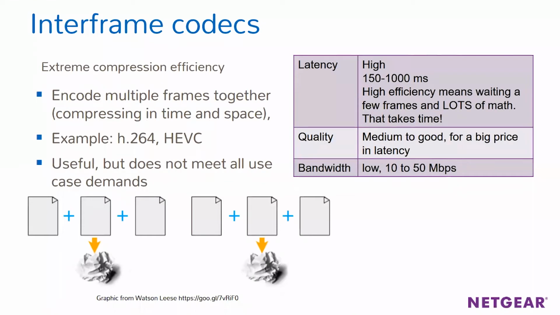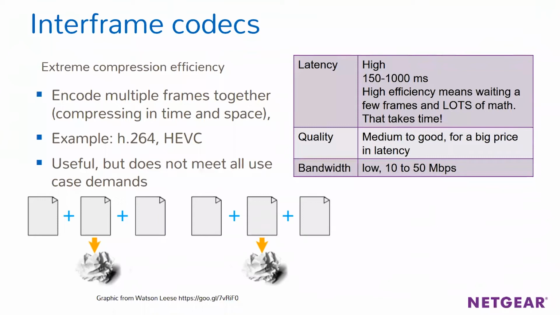A second big, very large family of codecs is called interframe. Here you have very famous examples such as H.264, famous for movies and video files, and HEVC as well. This time, multiple frames are grouped together, and the compression is gaining time and space. H.264 and HEVC are very good in terms of bandwidth because they can go as low as 10 to 50 megabit per second, so very low bandwidth.